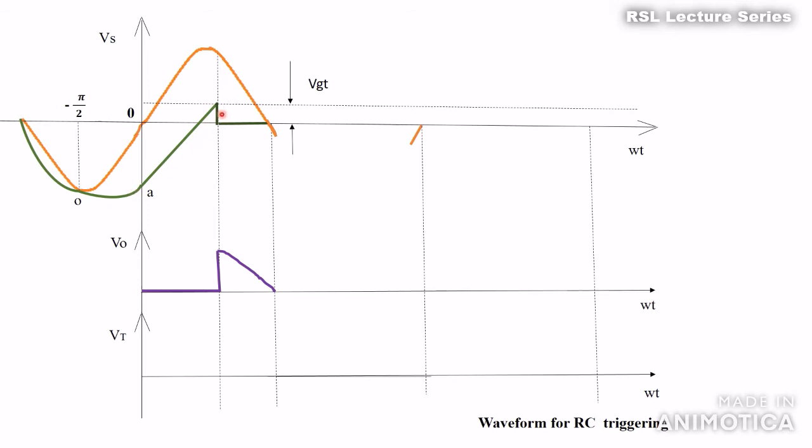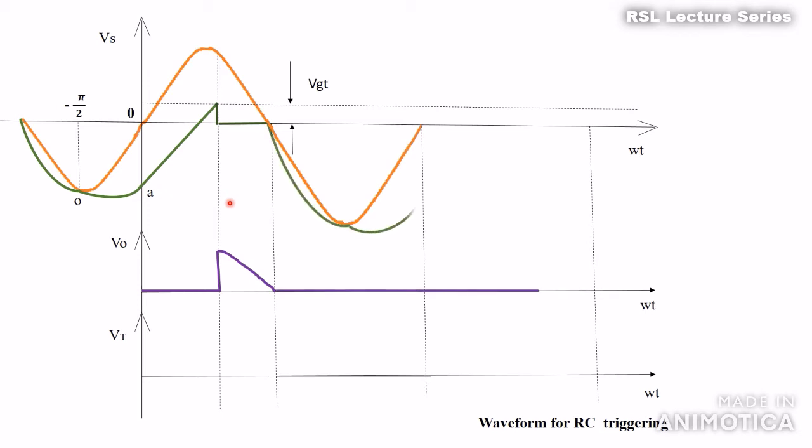This capacitor charging can be varied by varying the resistance value. By varying the resistance value, the capacitor voltage can reach this VGT anywhere between 0 and 180 degrees. By increasing or decreasing the value of the resistance, we can vary this voltage so that the firing angle of the SCR can be varied. Now during the negative half cycle, again this process will get repeated.